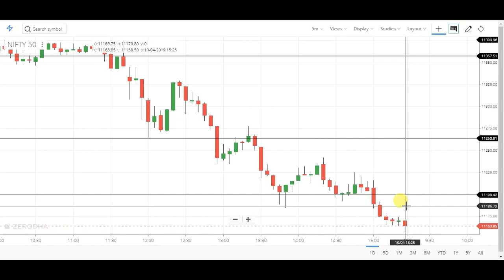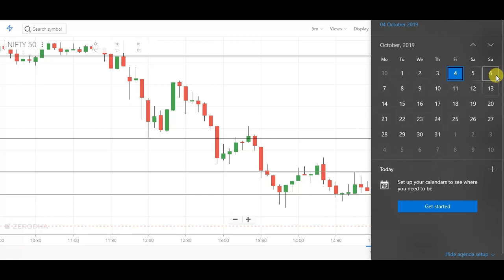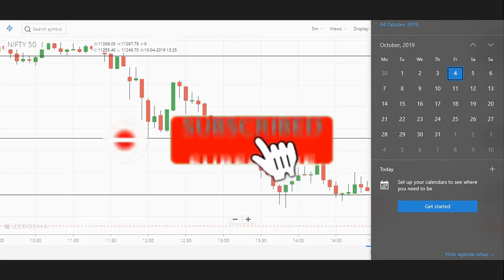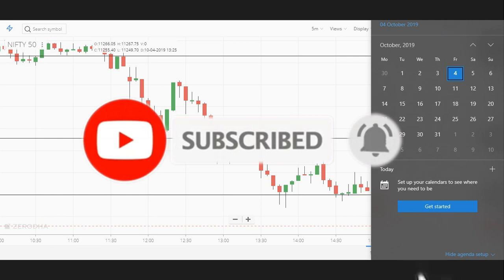Now let's go to the option chain and try to find out support and resistance for the 7th of October, as the 5th and 6th is a holiday. So we'll go to the option chain and find support and resistance for the 7th of October on Monday.